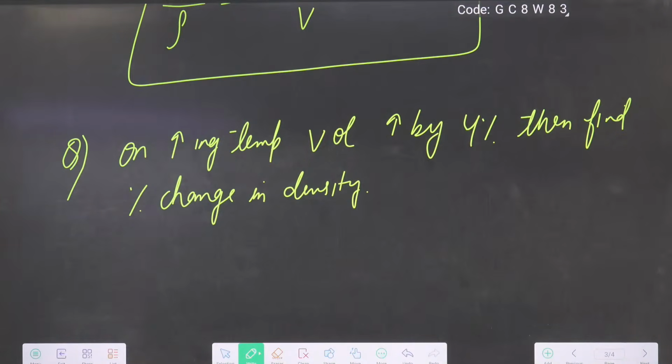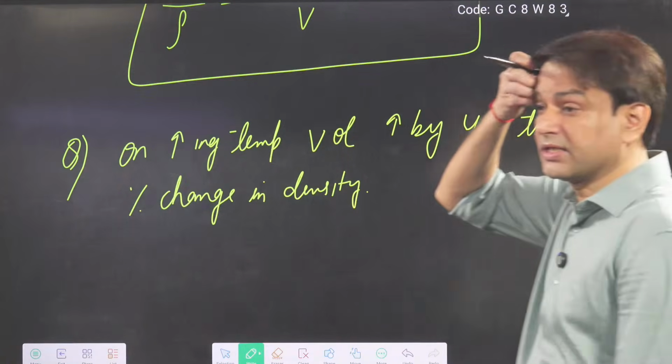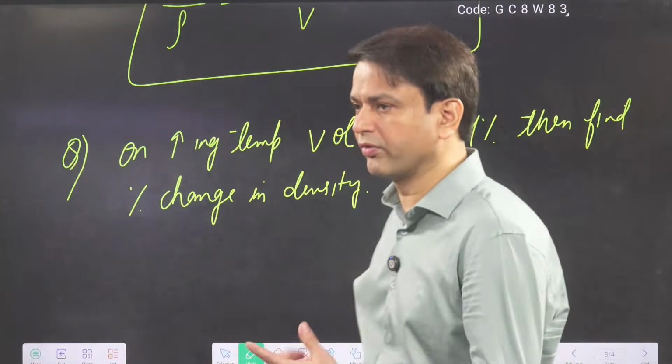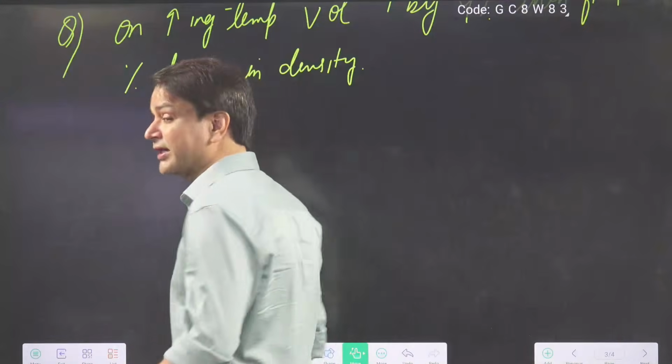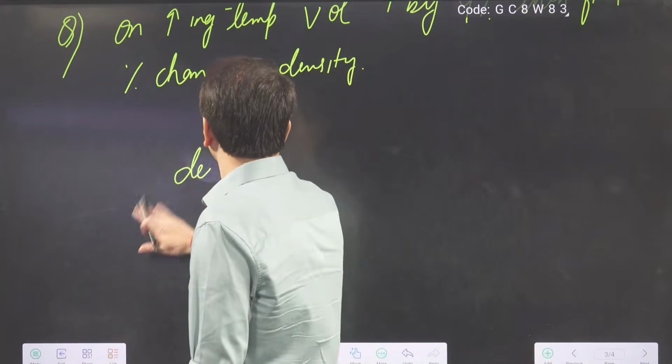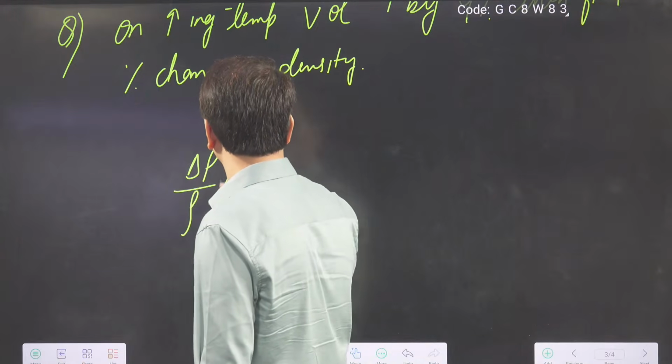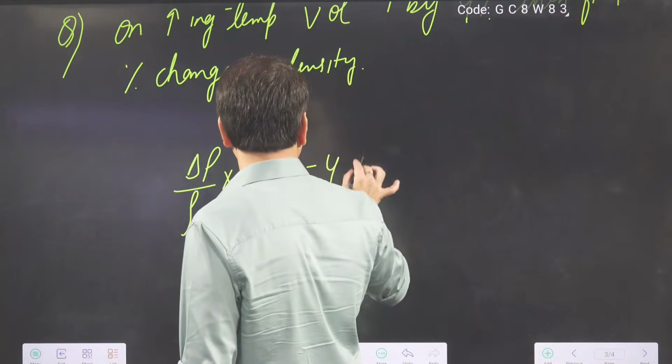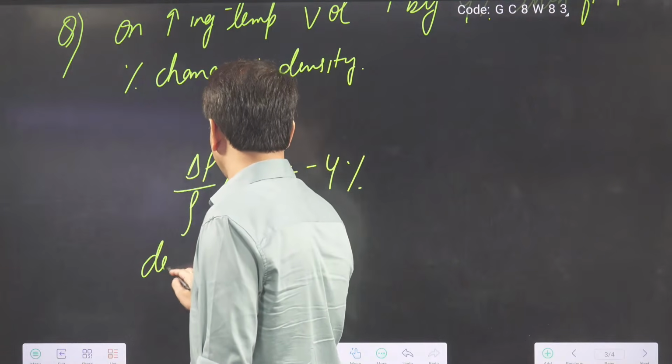Then find the percentage change in the density. Decrease by 4. We will say decrease by 4. The magnitude is the same, but one is increasing, so the other will decrease. So we will say decrease by delta rho by rho into 100. That will be equal to minus 4%, or we can say decrease by 4%.